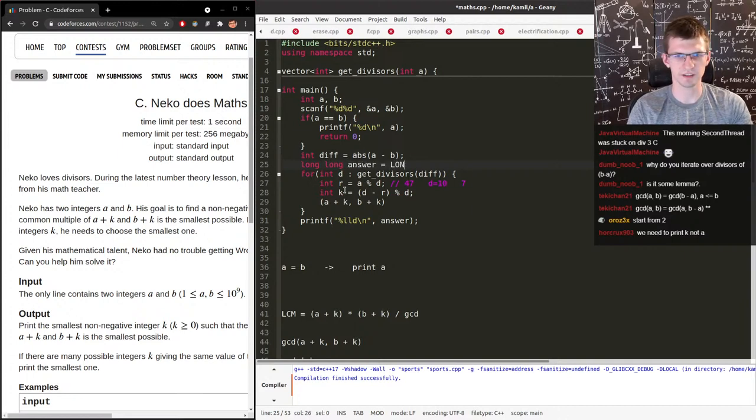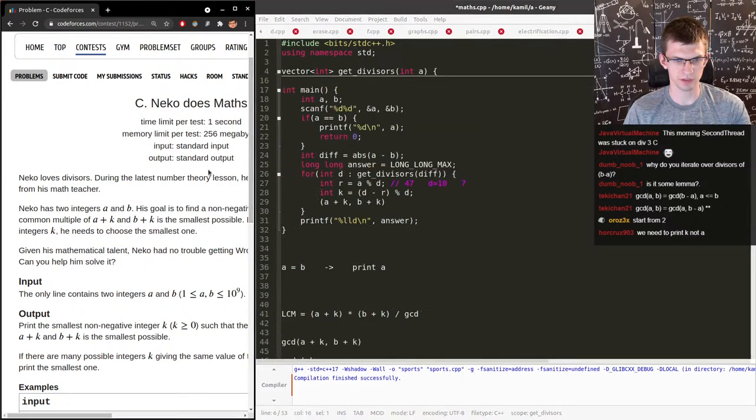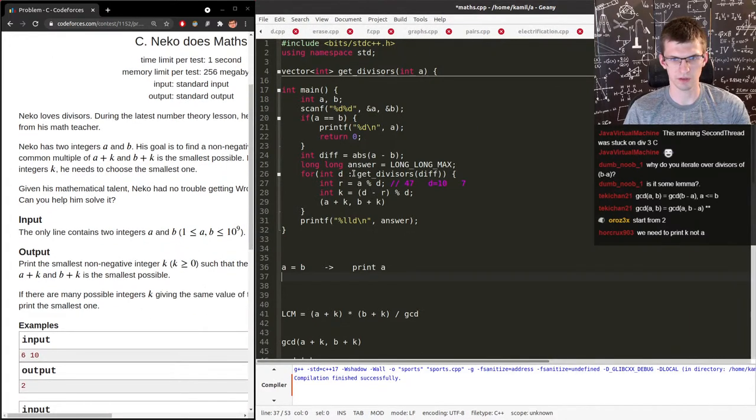We minimize. In this case, I already told you once today why I don't use long long max. I don't do it in DP where we add something to a DP value, where then it's overflow. Here we just minimize with it. Start from 2? Why? 1 is also a divisor. GCD can be equal to 1. We need to print K? Oh, I see.